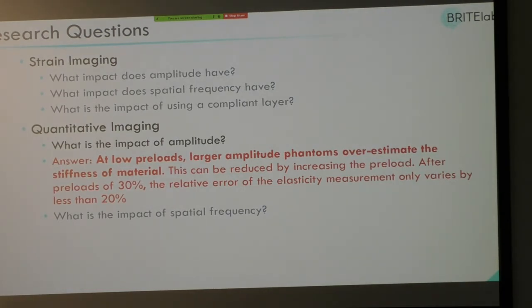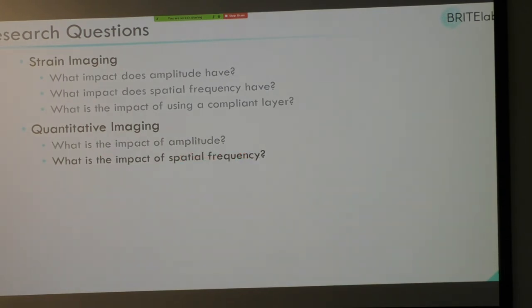So yes, at low preloads, we overestimate the stiffness of the material, and that could be reduced by increasing the preload. Between amplitudes, it evens out as you get to higher preloads, so there's no specific pattern between them at really high preloads. And now we look at the impact of spatial frequency.